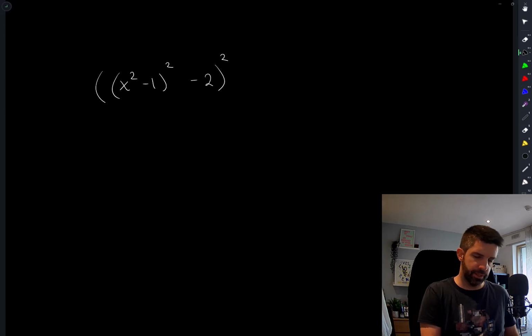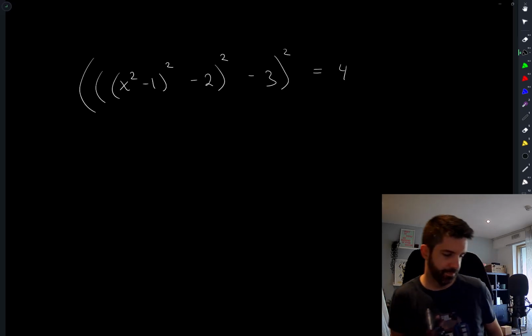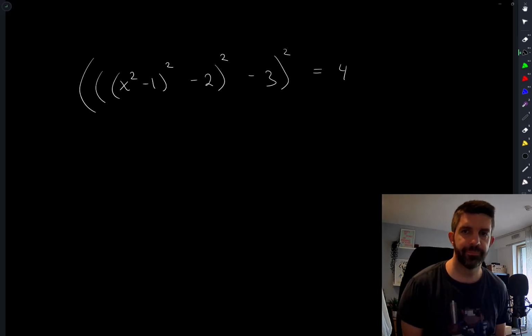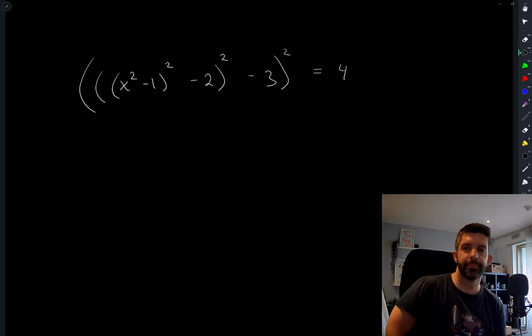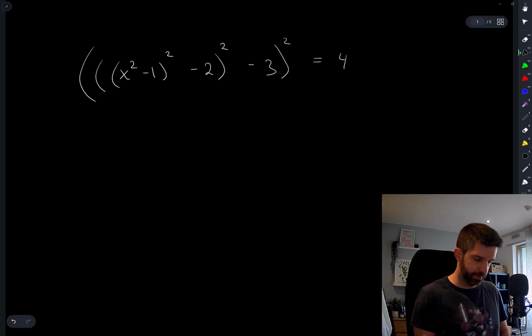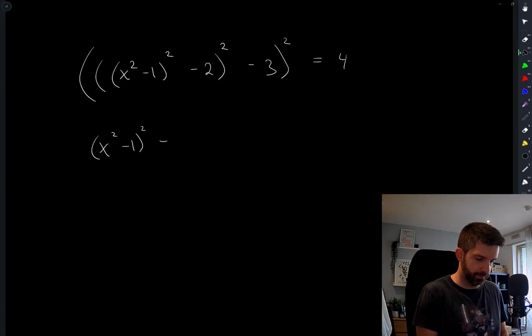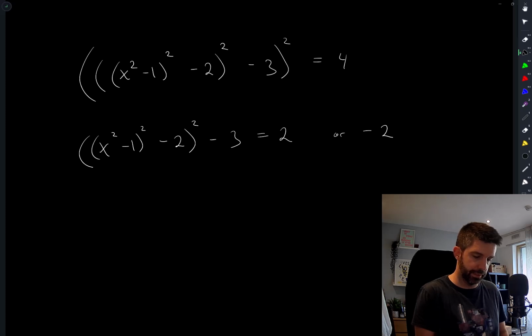Not sure exactly what my intuition is on this one, but maybe we just work backwards from, you know, we already have something squared is equal to 4. So we know that x squared minus 1, okay, I won't read the whole thing out, but this squared minus 3 is equal to 2 or negative 2.